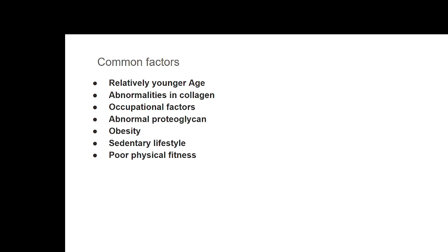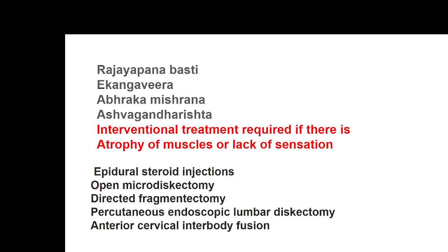Of course, if you have the infrastructure to assess the proteoglycan level, the proteoglycan level may be higher, and usually the patient would have a poor physical fitness. Those who do not do exercise also are more prone for this condition. And in this treatment, again, the usual treatment is Raja-Appan-Basti, Ekangira, Abraka, Ashwagandha, Rishta, and so on. And the important thing is, if there is an atrophy of the muscle or there is an asensory area, lack of sensation, then surgical treatment is necessary. So in such conditions, I would advise the patient to go for surgery, and would not continue with the medical treatment.